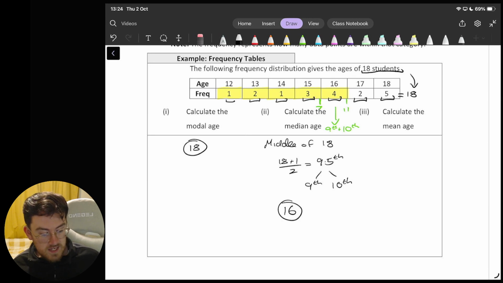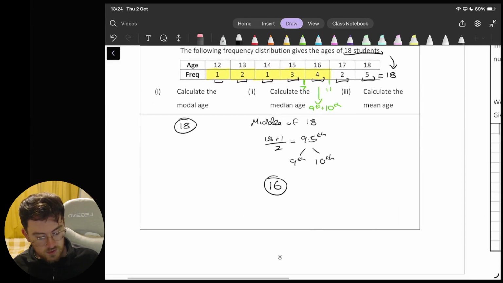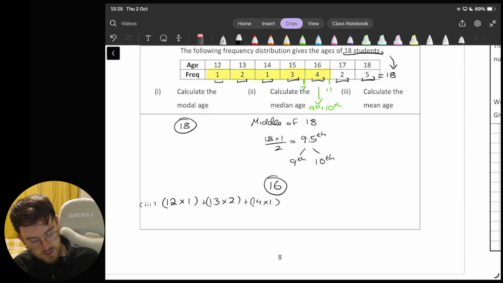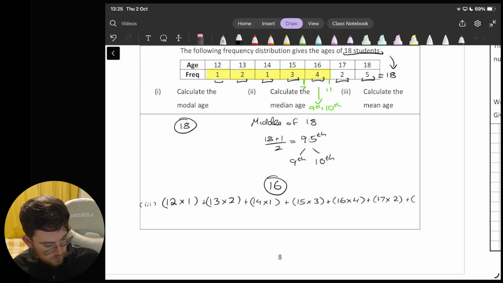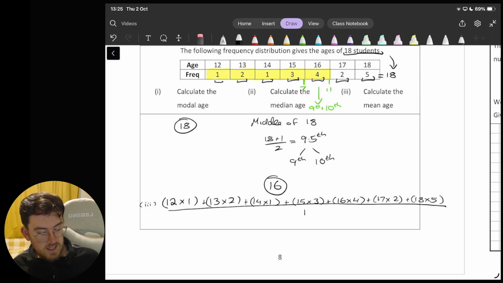To calculate the mean, we have a tiny bit more work to do, so I'm going to do it down here. To calculate the mean, we take the age and multiply it by its frequency. Then we take the next stage and we multiply it by its frequency, and so on and so forth. And we're adding all of these answers. And all of this then is going to be divided by how many data points there are, which is how many frequencies there are total, how many students there were. There were 18. So let's try and work out some of these.